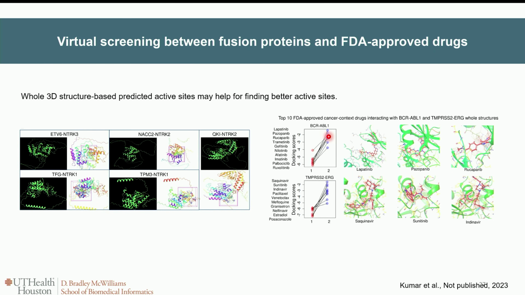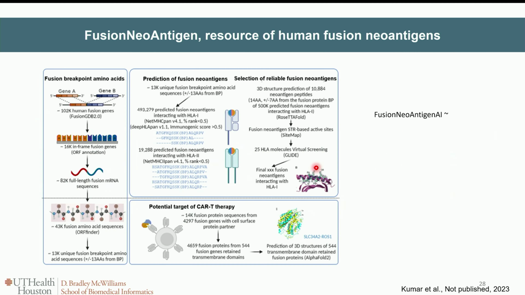You may know that several years ago there was an FDA approval for NTRK fusion kinases. So we wondered whether our assumption is right or not. The first one is our whole fusion structure based predicted active sites. The second one is the typical domain-based active site. You can see that specifically NTRK type inhibitors have a lower energy, which means higher interaction, in our way.